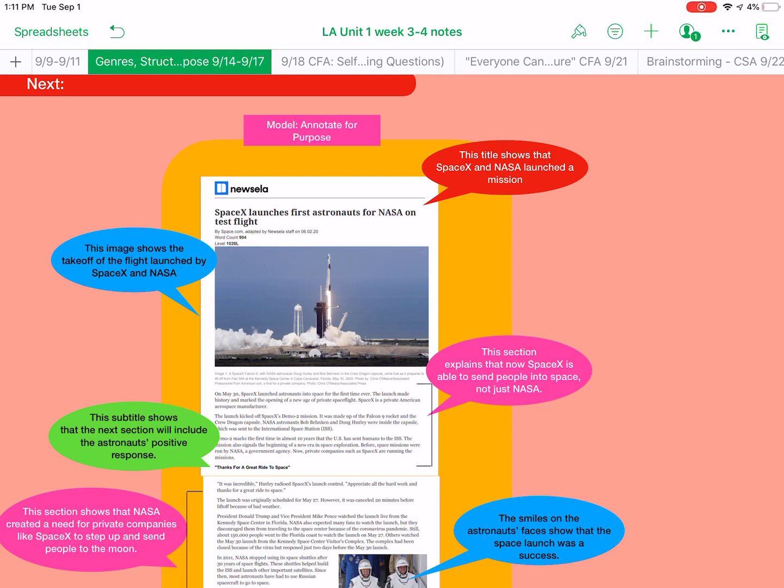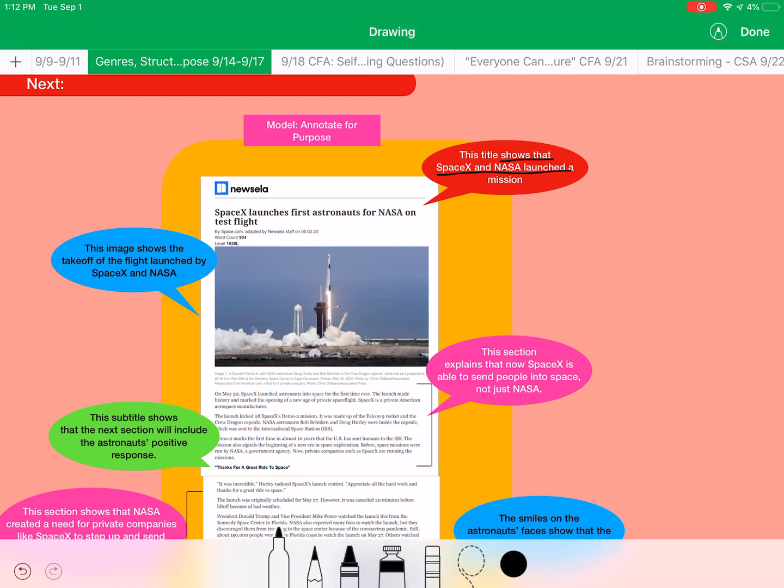So when I look at the very first thing on the page and I see this title, "SpaceX Launches First Astronauts for NASA on Test Flight," this shows me what the topic is. This shows me that SpaceX and NASA launched a mission. It may seem kind of repetitive to say that, but that's the purpose for this title. This is why this title is here, is to show what the article is going to be about.